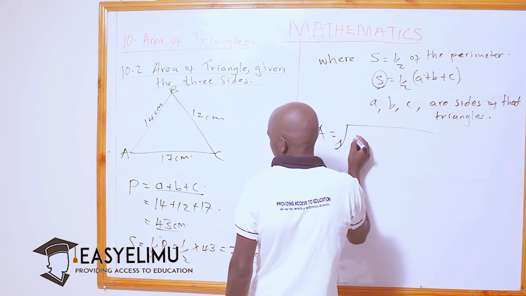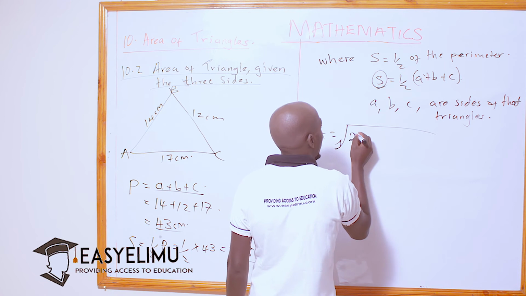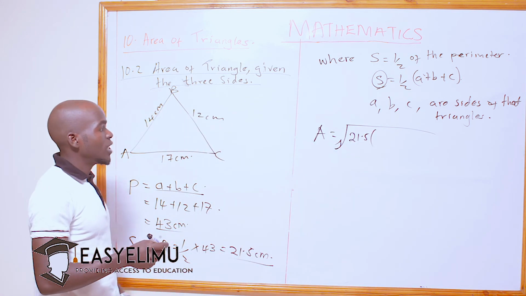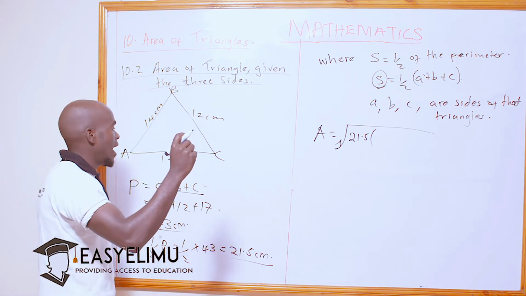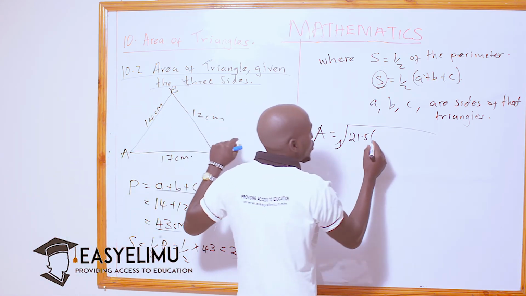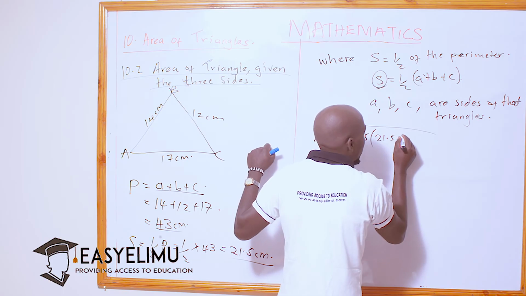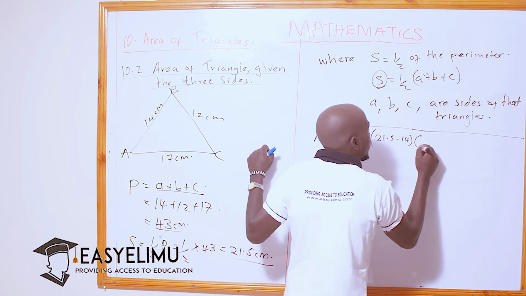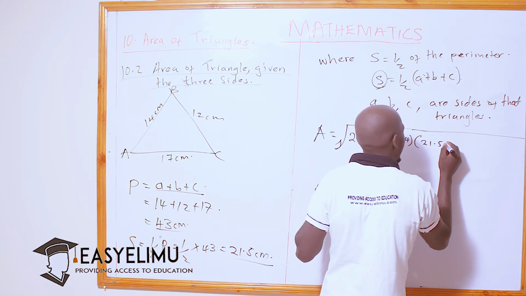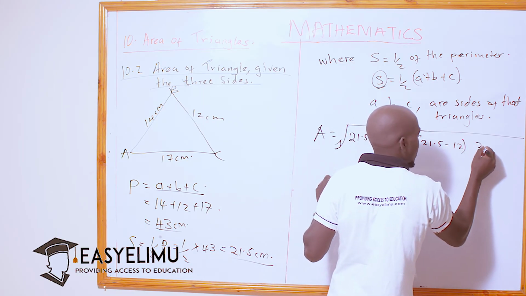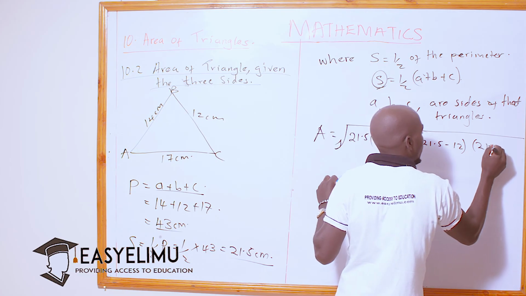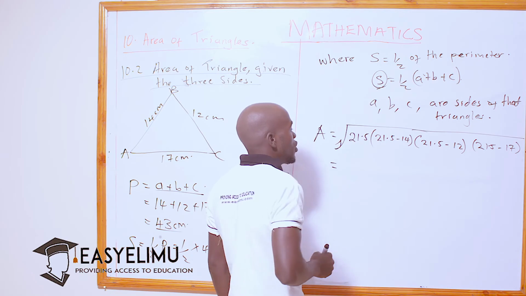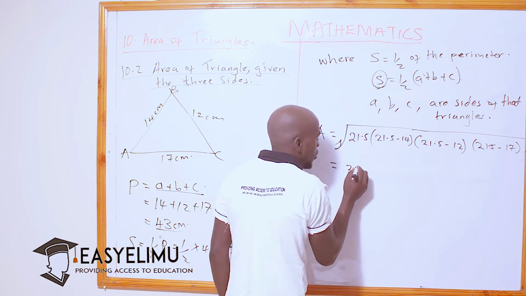Using Hero's formula, we shall find the square root of S, and S here, we have found, is 21.5, into S minus A, and A is 14, so it is 21.5 minus 14. Next is 21.5 minus 12. Next is 21.5 minus 17.